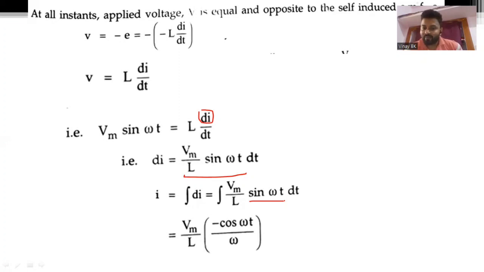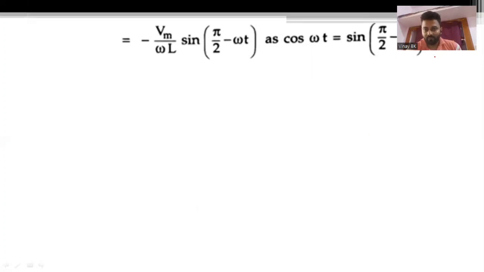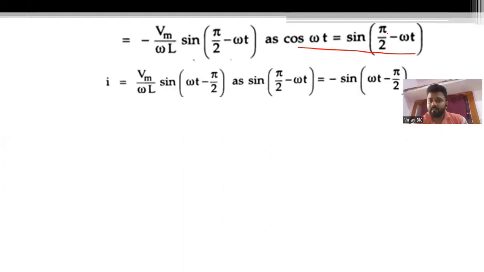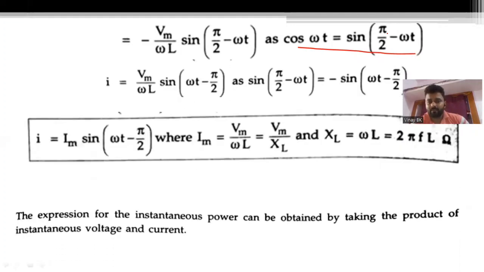But here there is a cos omega t. I want to write it in terms of sin omega t, so I will convert that cos to sin with the help of trigonometry rules. That is, I will write cos omega t in terms of sin, that is sin of pi by 2 minus omega t. But we have minus cos omega t, so that we can get sin omega t minus pi by 2. Then this is the equation.